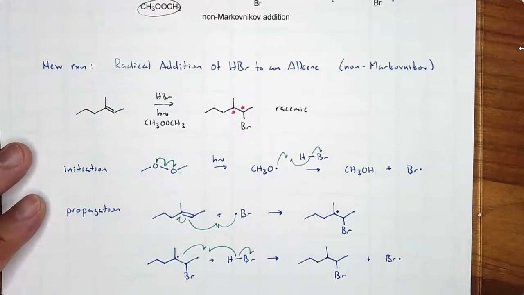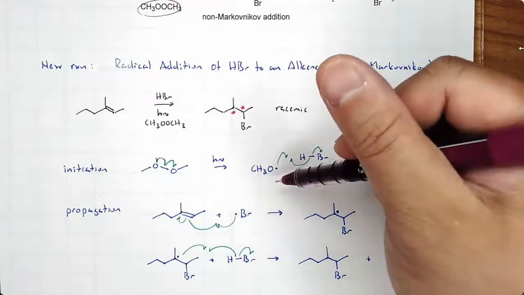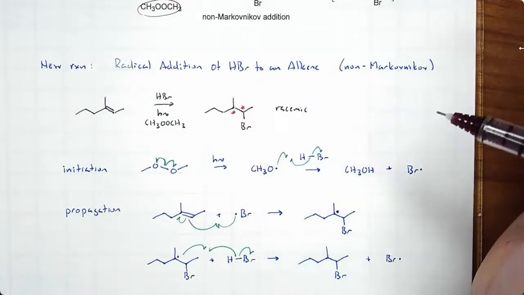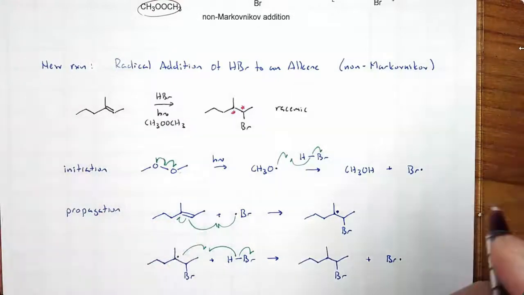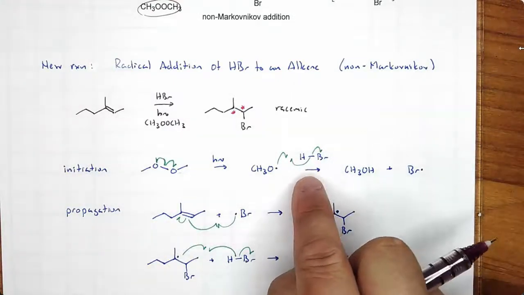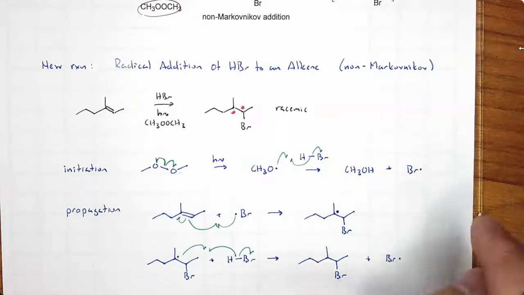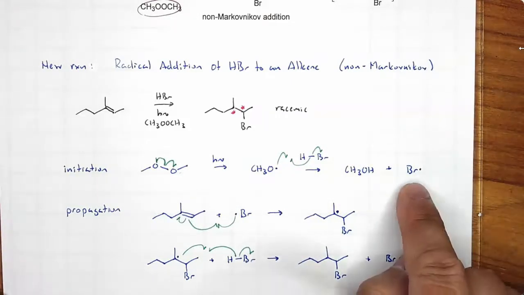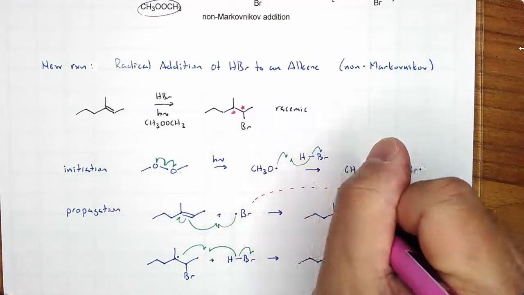In the initiation, we take our peroxide and we cleave it to give us our CH3O radical, and then instead of that operating on our alkene, it reacts with HBr to create the Br radical. So this is what goes into our first propagation step.